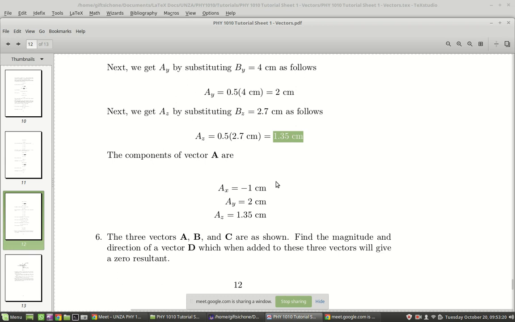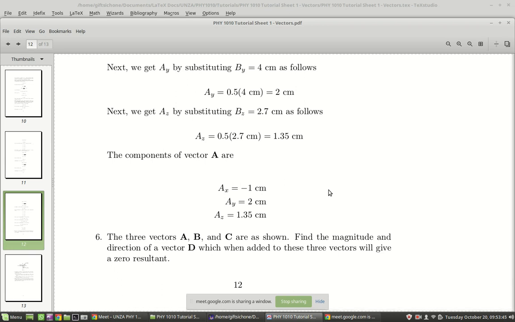So basically, in this case, we did not need a table because the vectors we're adding, A and B, were in the same line, or in the same direction. If you're adding vectors which are in the same direction, you do not need a table of components. Is that clear?